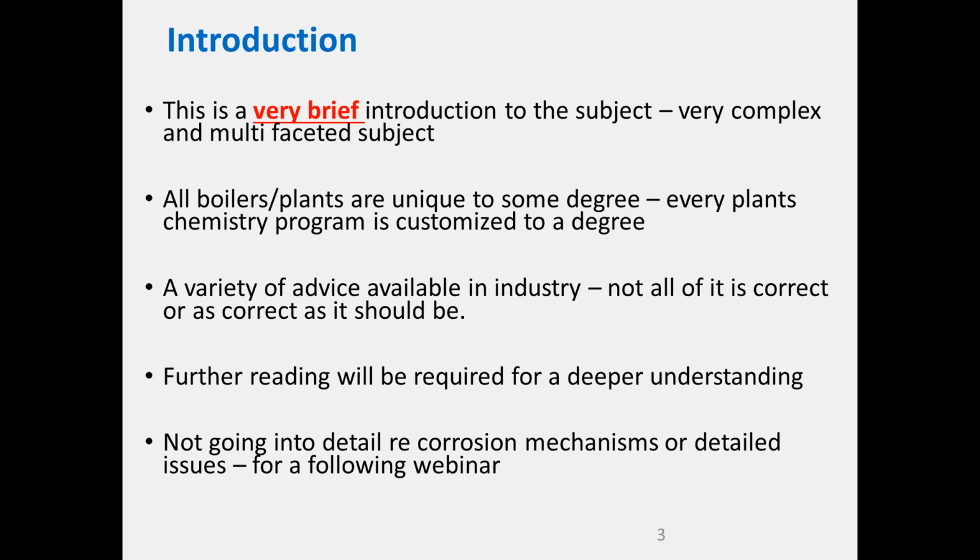The other thing is, this is only an hour. Further reading will be required for a deep understanding, and we're not really going to go into any great detail around corrosion mechanisms. What we intend to do is a following webinar at some point in the next few months, where we'll go through the key corrosion failure type problems that can occur in industrial plants and talk about what they are, how to identify them, what the mechanism is, and what the root cause is, so that perhaps in your own plants you can take some preemptive steps to stop those types of problems from happening.